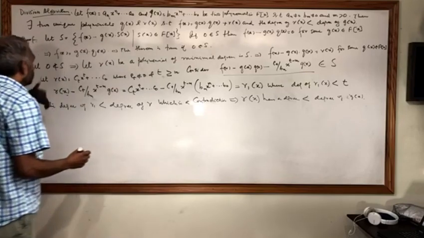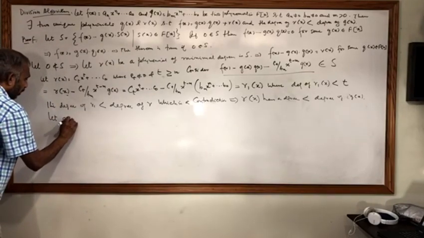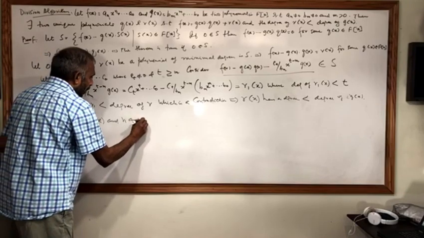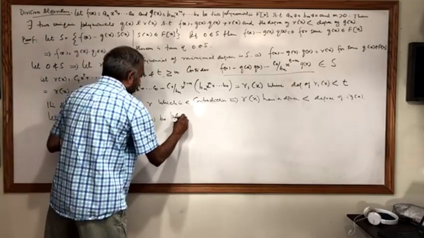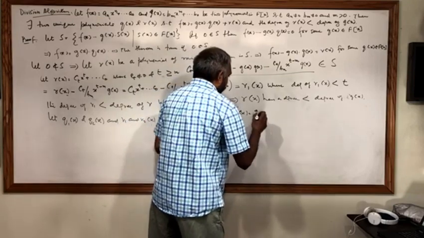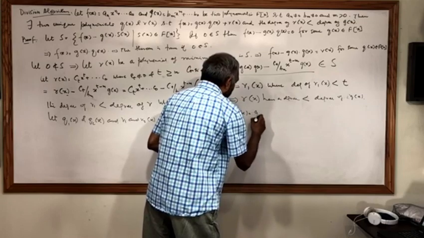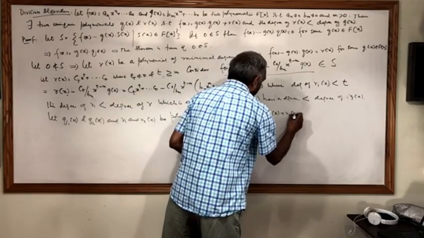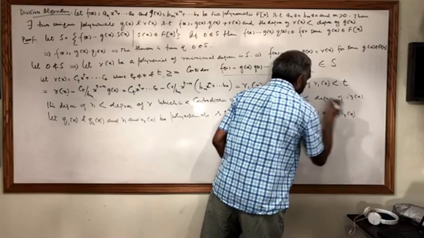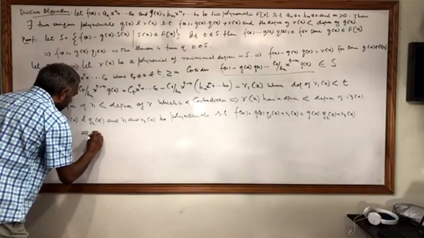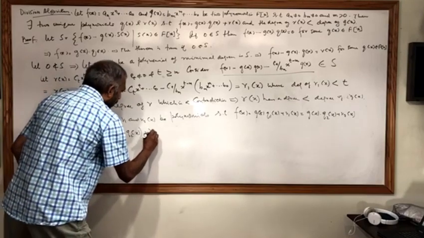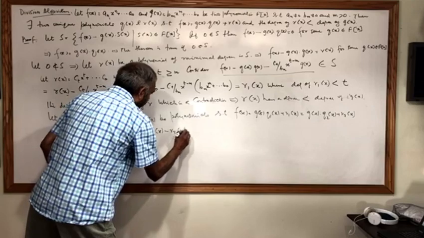Now we need to show the uniqueness of this. So let q1 of x and q2 of x and r1 and r2 of x be polynomials such that f of x equals g of x times q1 of x plus r1 of x, and that is equal to g of x times q2 of x plus r2 of x, and that implies g of x times q1 of x minus q2 of x is equal to r1 of x minus r2 of x.